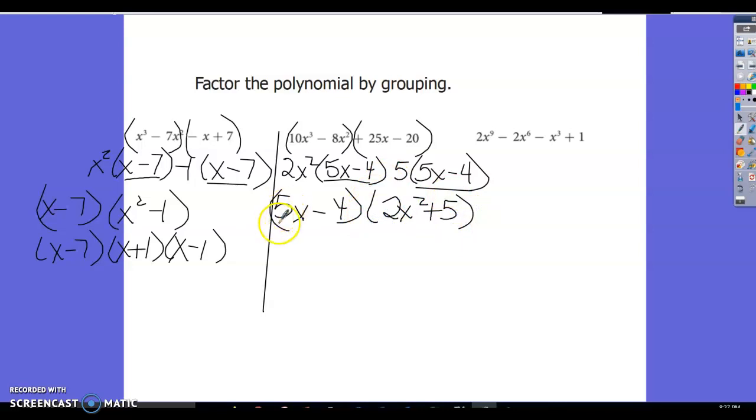All right, at this point, this will not factor further, nor will this. So this is factored form. If you multiply it, you can see that it is what we started with. All right, one more, factor by grouping.